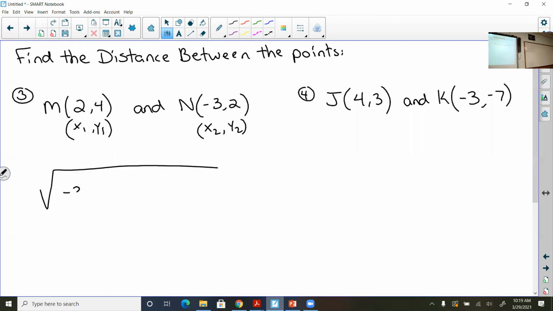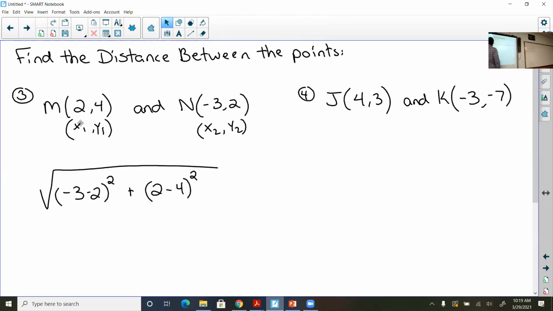So I'm going to do negative 3 minus 2 squared plus 2 minus 4 squared. And now if I have negative 3 and I subtract 2, I know that some people like to rewrite. Oh, that's good. Just switch back to my.